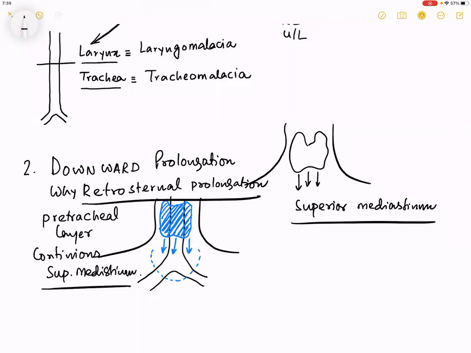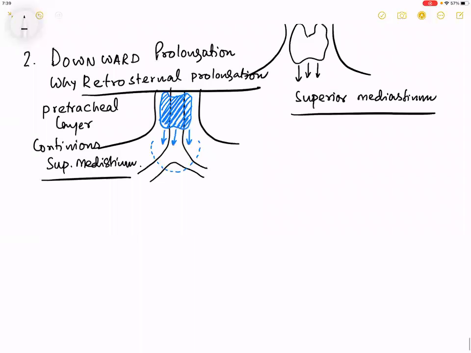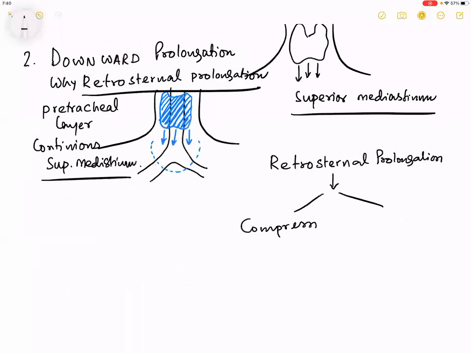Why does it go down to the superior mediastinum? Now, when there is a retrosternal prolongation, what is the bad thing that is going to happen? Retrosternal prolongation, remember, is going to produce a compression of the bronchus. The compression of the bronchus produces sleep apnea and carbon dioxide retention.